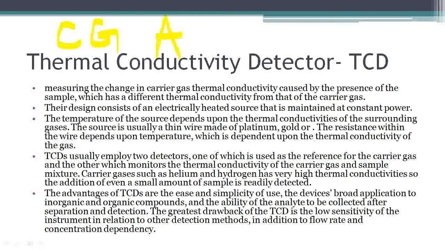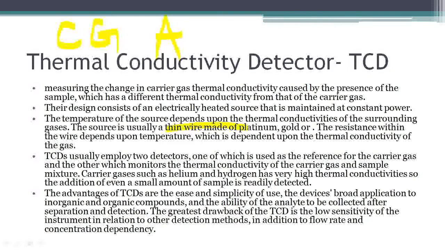So all this text you can read. Let us just go through it quickly. The design considers an electrically heated source that is maintained at constant power. The temperature of the source depends on the thermal conductivities of the surrounding gases. The source is usually a thin wire. It is made up of platinum.